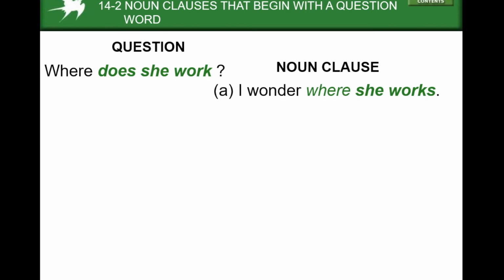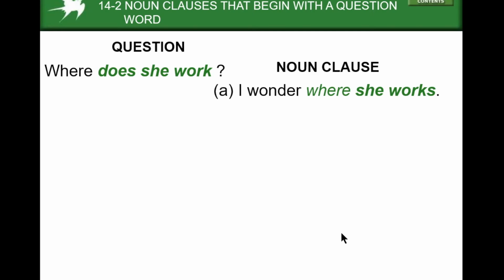Did you notice the structure of this noun clause is a little bit different from the question? Yes, we still start with our WH word, where, but it is structured in a sentence word order. She works. We have the subject, she, and the verb, works. But in the question, we have the question word order with the helper verb, does.